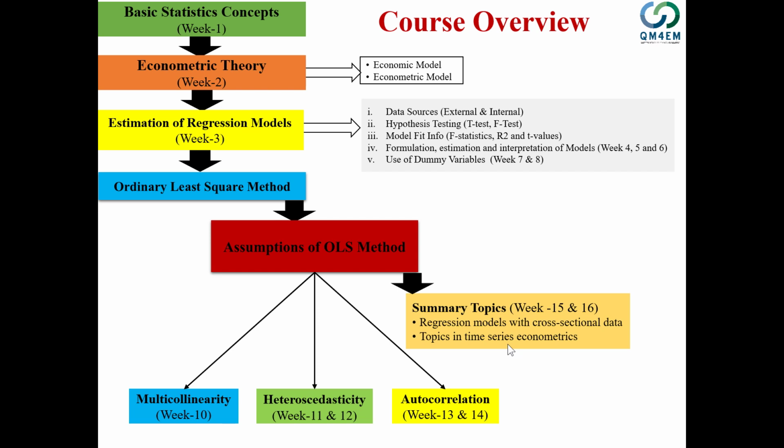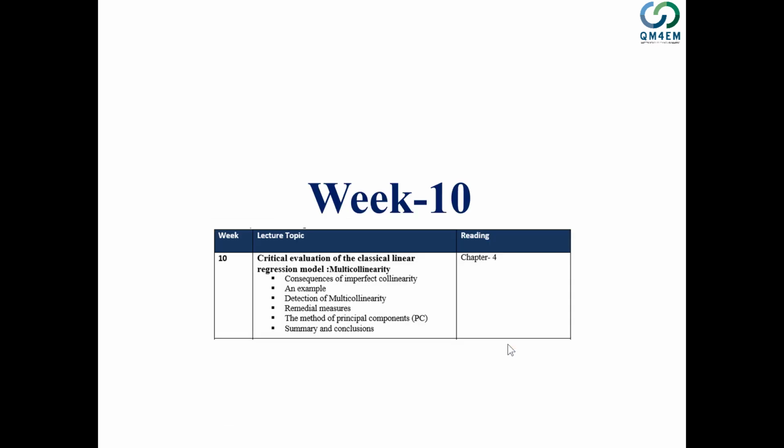Let me move now to the content of week 10. In week 10, it's chapter 4 of Econometrics by Example by Gujarati, and the topics we have to cover are more or less the entire chapter. The chapter is the critical evaluation of the classical linear regression model, and multicollinearity is the main topic. We are going to talk about the consequences of imperfect multicollinearity. Then we are going to see an example.